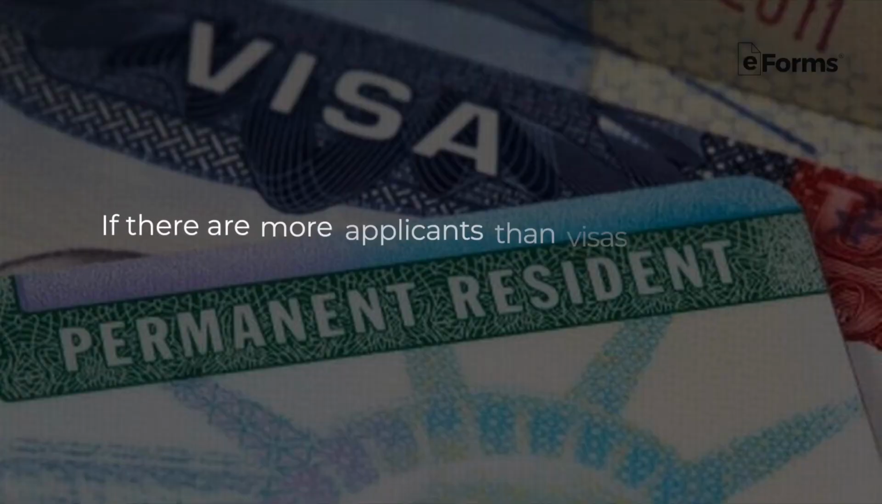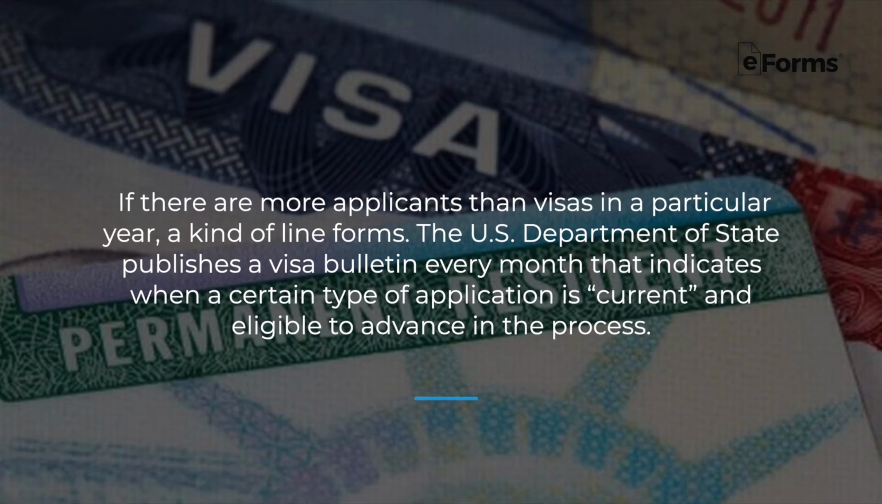For all others, you may have to wait a while to advance in the process. Federal law limits the number of family preference visas that can be issued in a given year, and that allotment is further broken down by the type of relationship the beneficiary has with the petitioner and where the beneficiary is coming from. If there are more applicants than visas in a particular year, a line begins to form. The U.S. Department of State publishes a visa bulletin every month that indicates when a certain type of application is current and eligible to advance in the process. For some, the wait for a visa can last years.